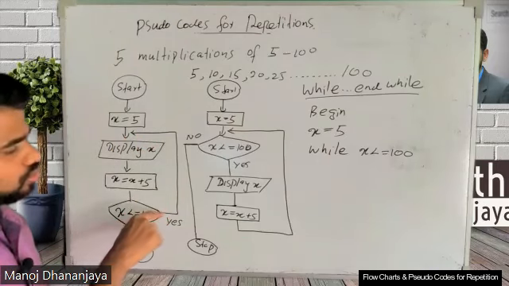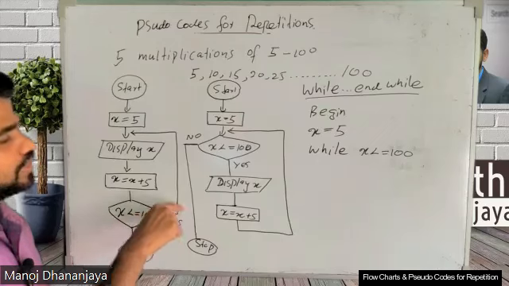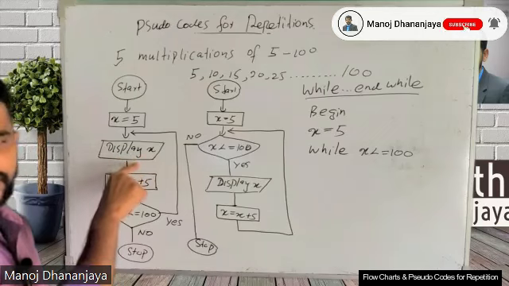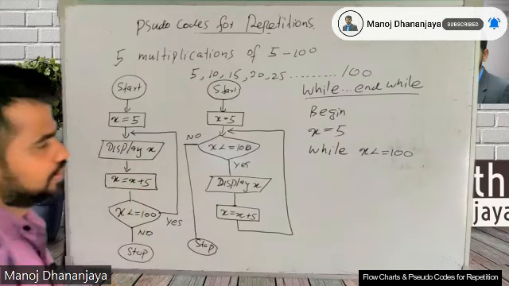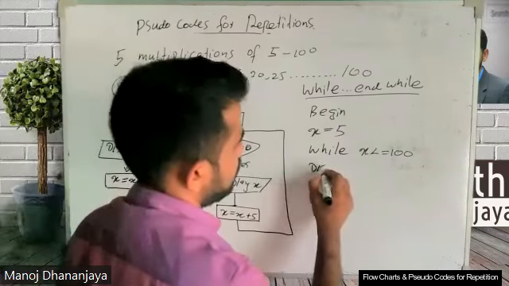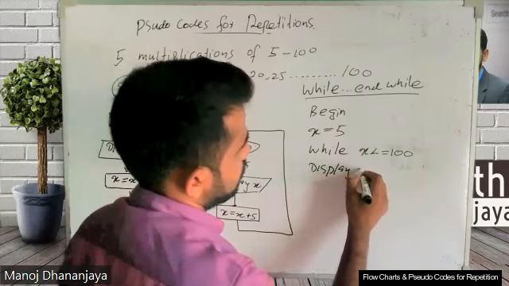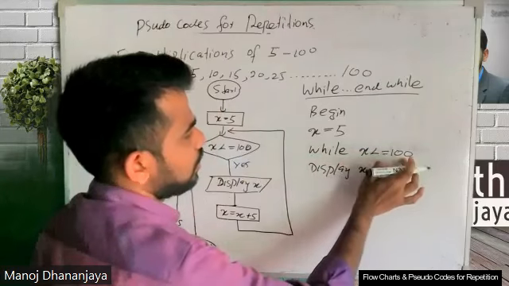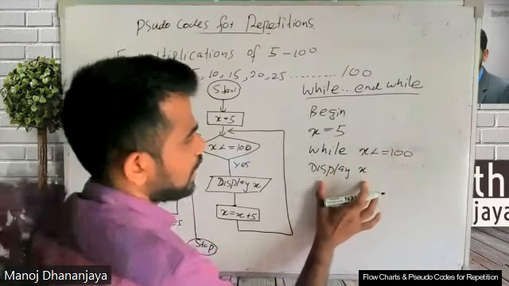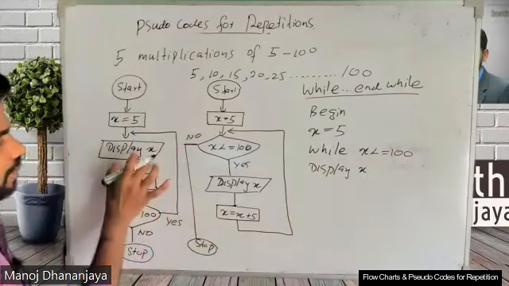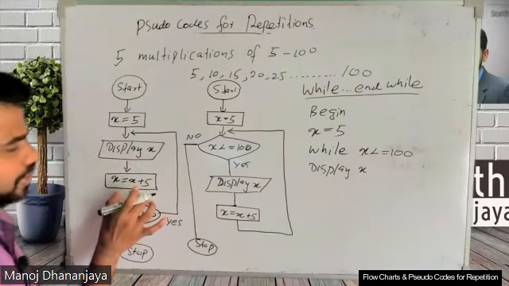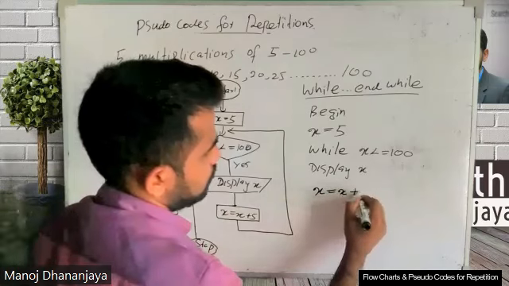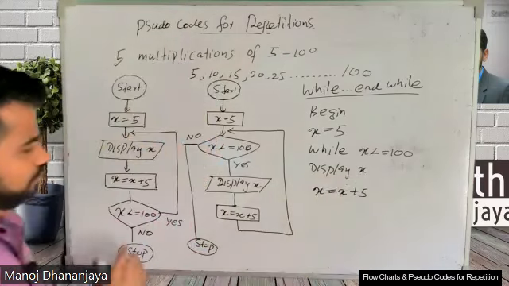Now we need to go on this line again to go to our next step. What's the next step? Display x. We can write the next step. Display x. Now what does that mean? While the value of x is less than or equal 100, there's a command to display x. What's the next command then? x equal x plus 5. x equal x plus 5.